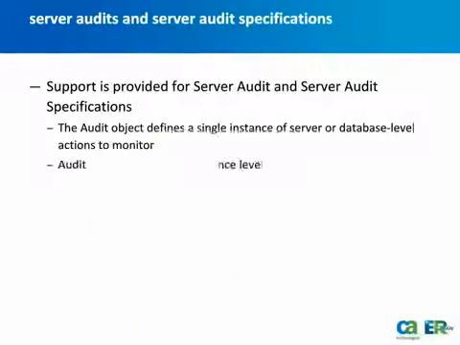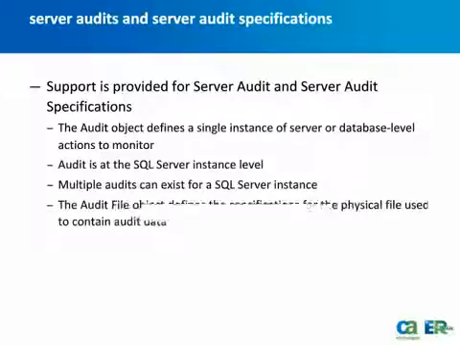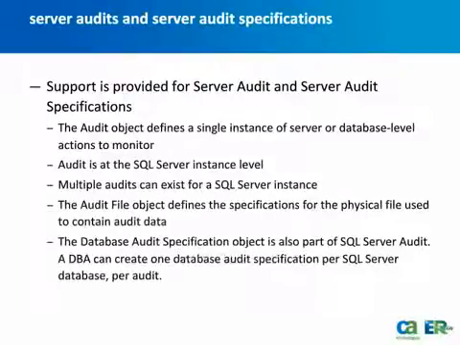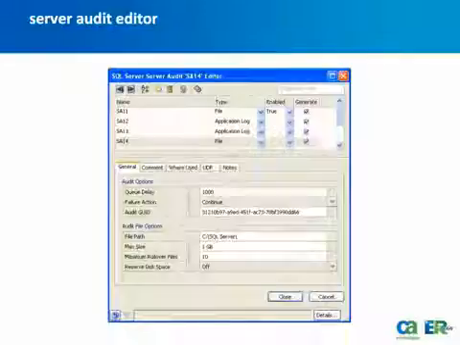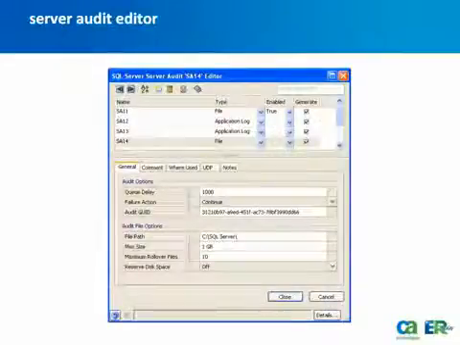Server audit support is provided in ERwin so that you can use the audit object to define a single instance of server or database level actions to monitor. The Server Audit Editor is used to define the actions on the server to audit and for whom. You also specify the physical file used to contain the audit data when the server audit type is file.